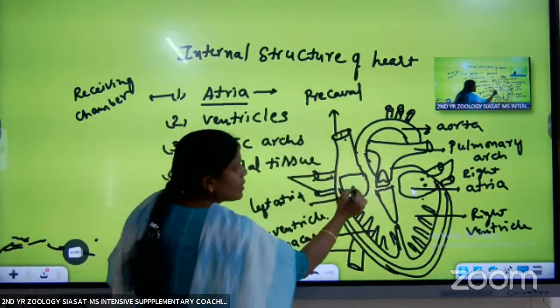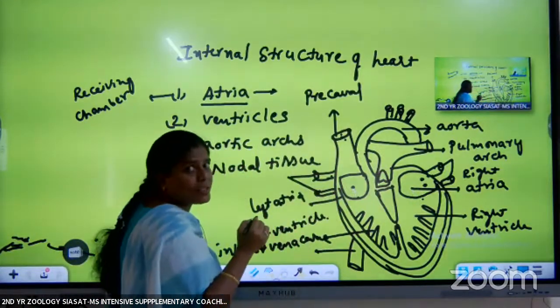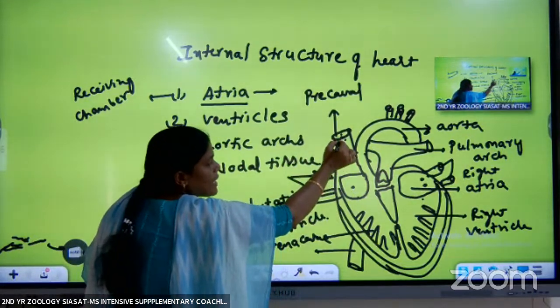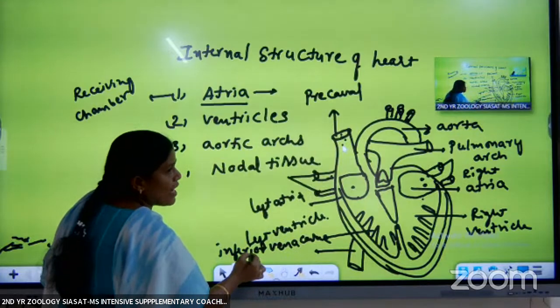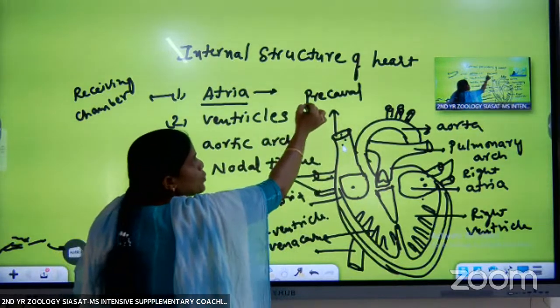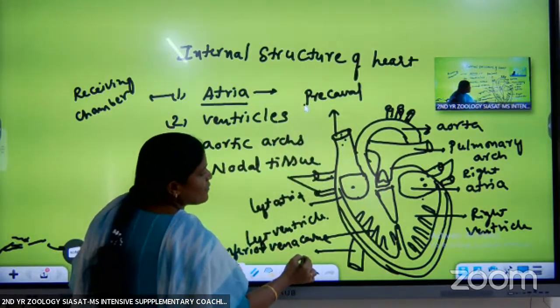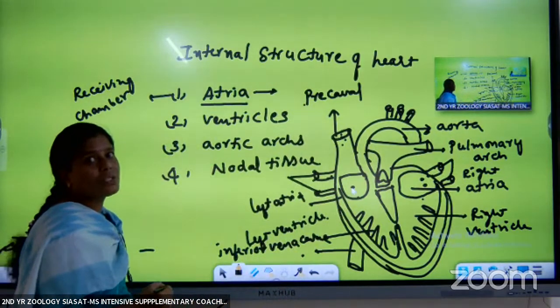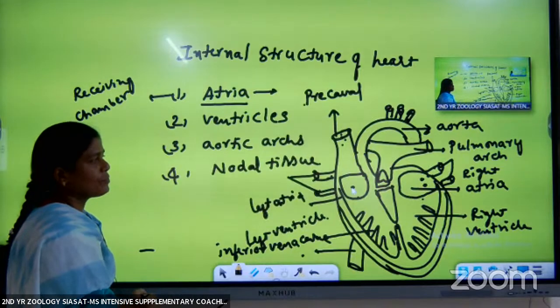The right atrium receives the deoxygenated blood from the caval veins, the precaval vein and the postcaval vein, also called the superior vena cava and inferior vena cava. They are collecting the deoxygenated blood.